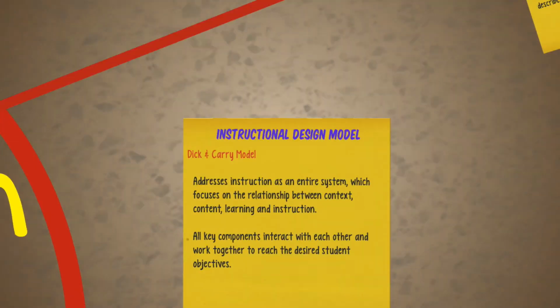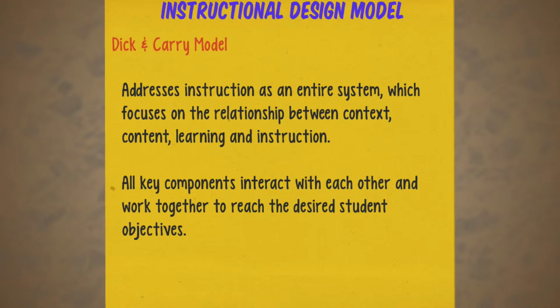The Dick and Carey model addresses instruction as an entire system, which focuses on the relationship between context, content, learning, and instruction. All key components like the instructor, learners, the materials used, activities, delivery, and learning and performance environment all interact with each other and work together to reach the desired student objectives.